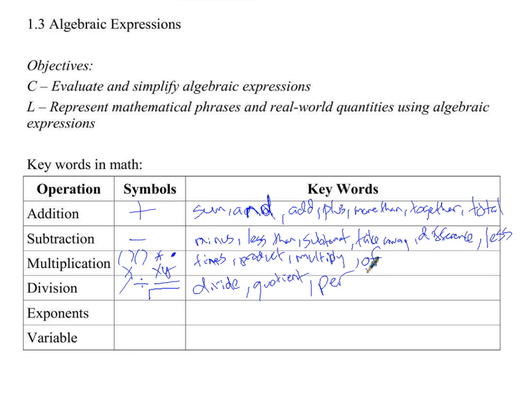The word per gives away division. If I say miles per hour, if I were to write that out, that would be miles divided by hours. The word per can mean divide. The word per can also give away something else, and we'll talk about that in a minute. Exponents.